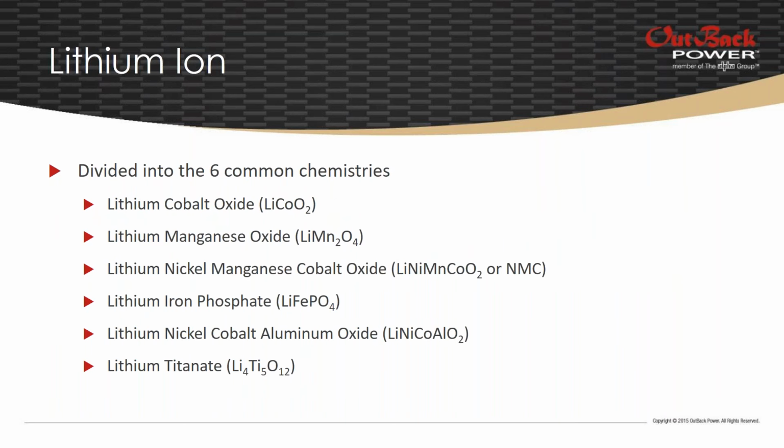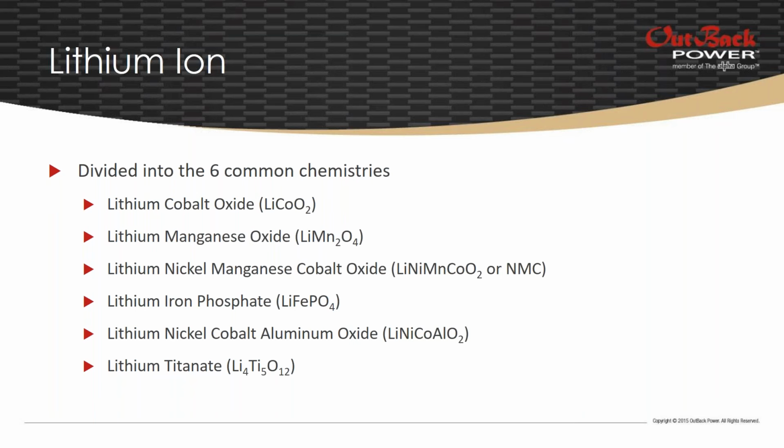All right, so now we'll dive a little deeper into the common chemistries for lithium. There are 6: lithium cobalt oxide, manganese oxide, nickel manganese cobalt oxide, that one's a mouthful. It's otherwise known as NMC, iron phosphate, nickel cobalt aluminum oxide, and lithium titanate. So the interesting thing about lithium titanate, again, when I was doing my research for this webinar, I ran across a paper that used a lithium iron phosphate electrode and a lithium titanate electrode. So the lithium iron phosphate was the negative and the titanate was the positive electrode. It produced some pretty interesting results.